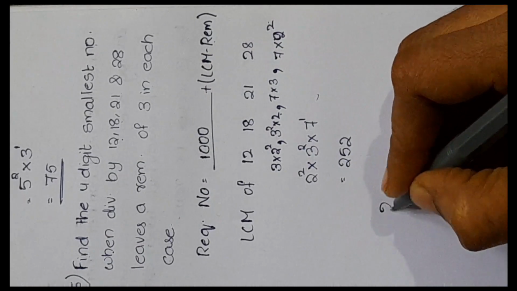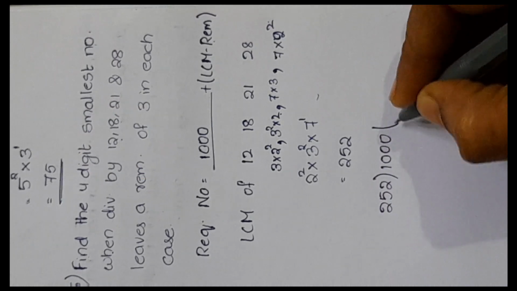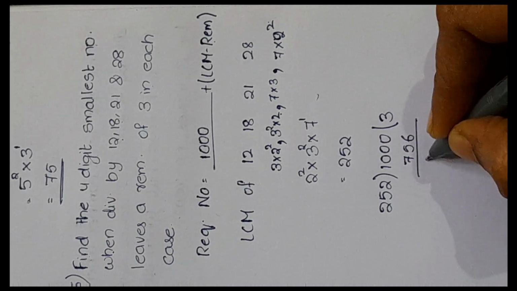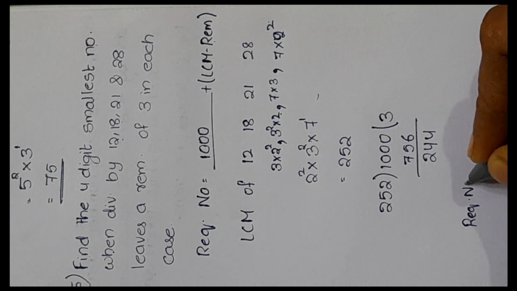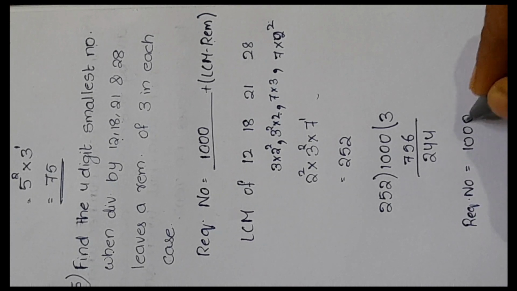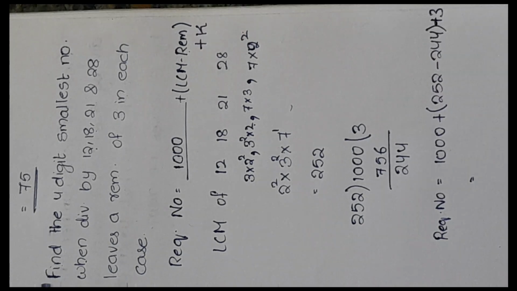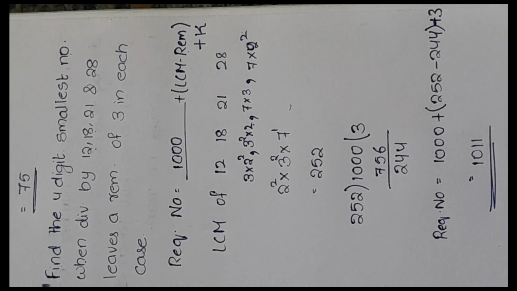Now we should find the remainder. 1000 divided by 252: 3 times is 756. The remainder we get is 244. So the required number is equal to 1000 plus LCM 252 minus 244 plus 3, which is equal to 1011. 1011 is the required number.